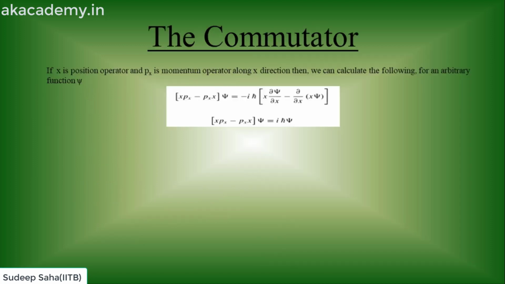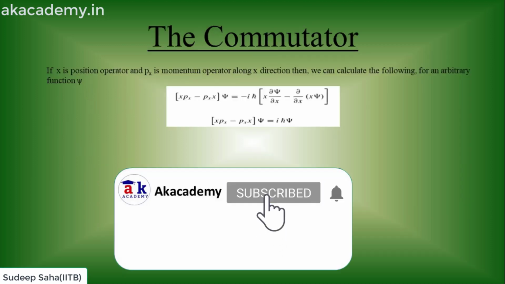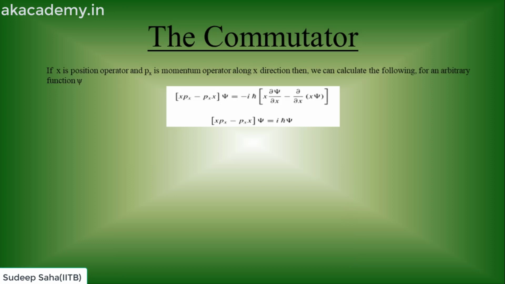So first we'll learn about the commutators. Now we have seen that every observable in quantum mechanics has an operator. For example, energy has an operator, momentum has an operator. Similarly, position is also an operator, whose eigenvalue gives the position of a particle.